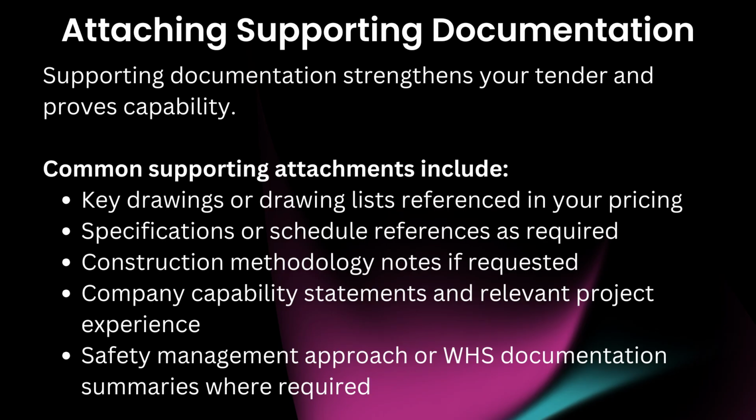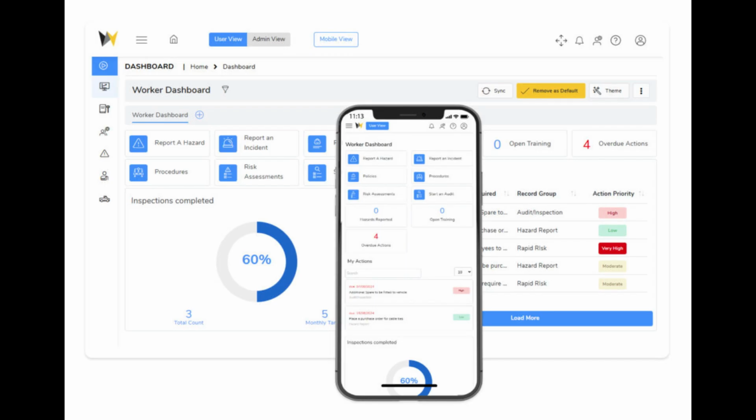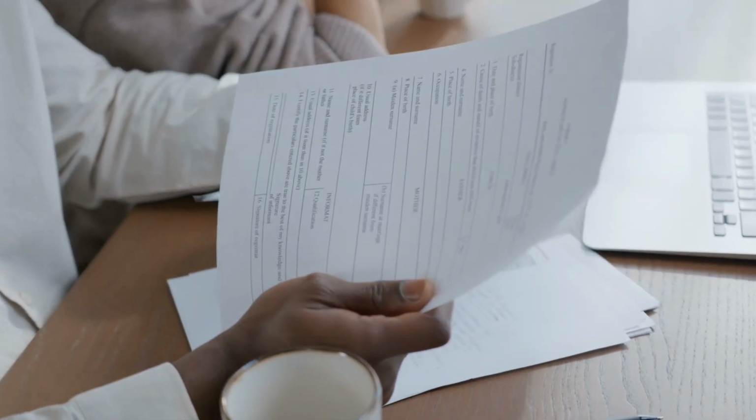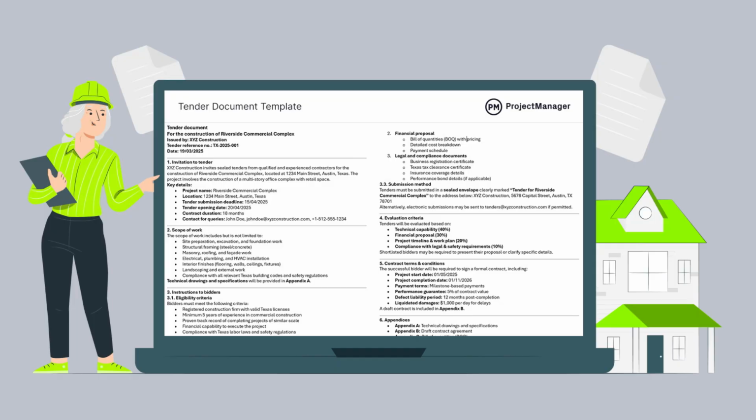Attaching supporting documentation. Supporting documentation strengthens your tender and proves capability. Common supporting attachments include key drawings or drawing lists referenced in your pricing, specifications or schedule references as required, construction methodology notes if requested, company capability statements and relevant project experience, safety management approach or WHS documentation summaries where required, environmental management approach where relevant, insurances and licenses, evidence if required at tender stage.